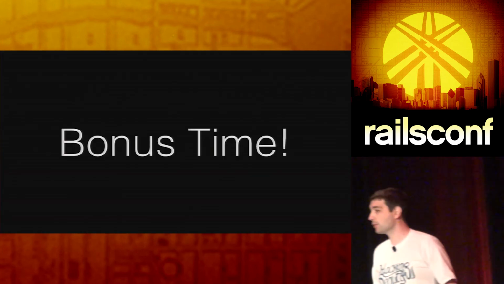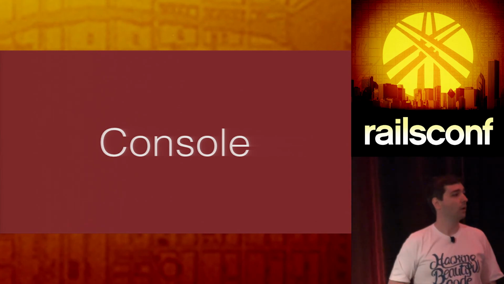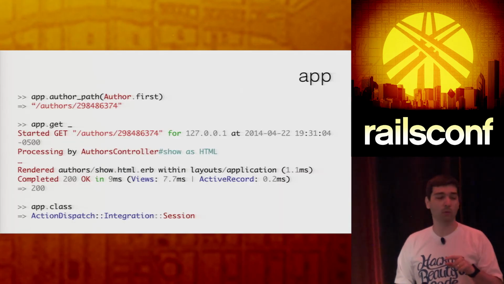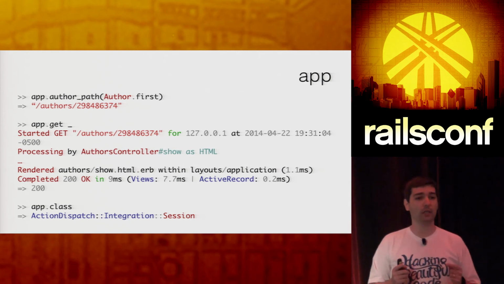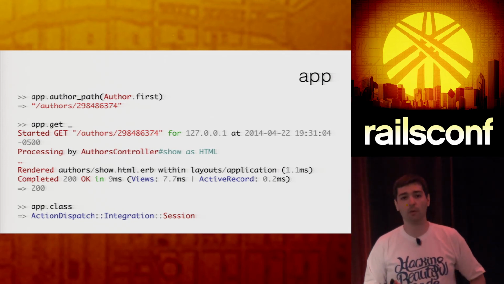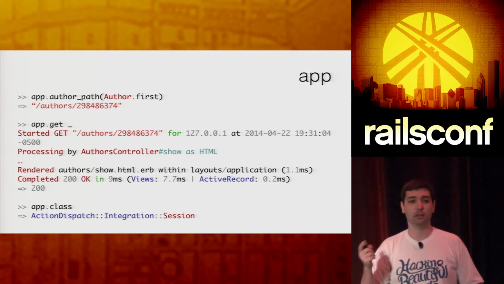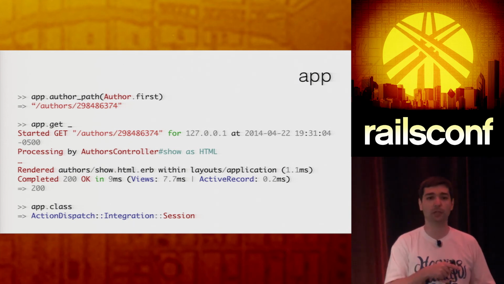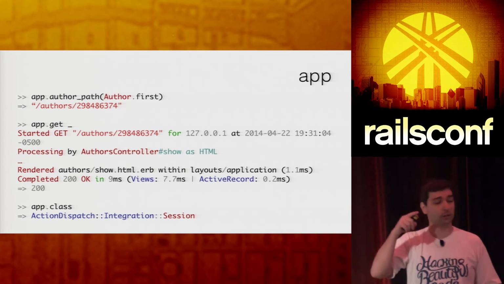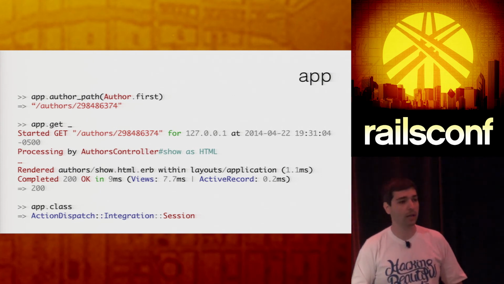Okay, bonus time. This is going to be really quick. Console. In console, you have the app variable, which is actually an instance of ActionDispatch::Integration::Session. So you can call methods the same way you would call in an integration test. So I can say app.root_path to see which is the path. So I can do a get request like I'm doing an integration test. It's going to give me the output of that, so I can play around with my application, using the app there.